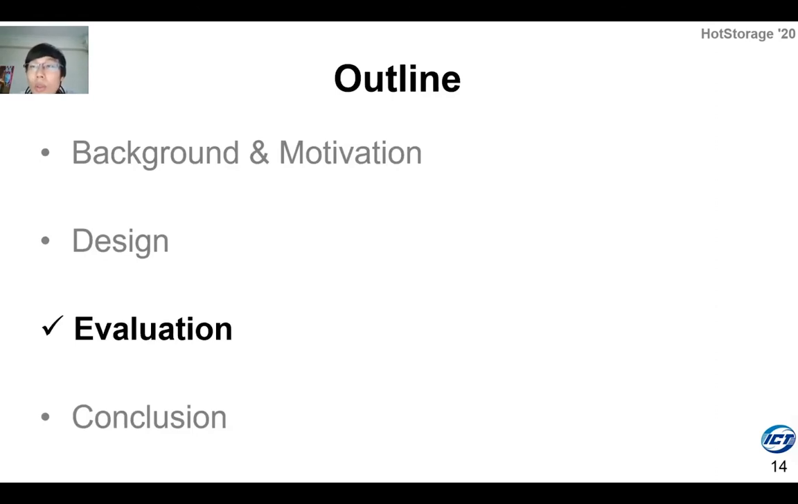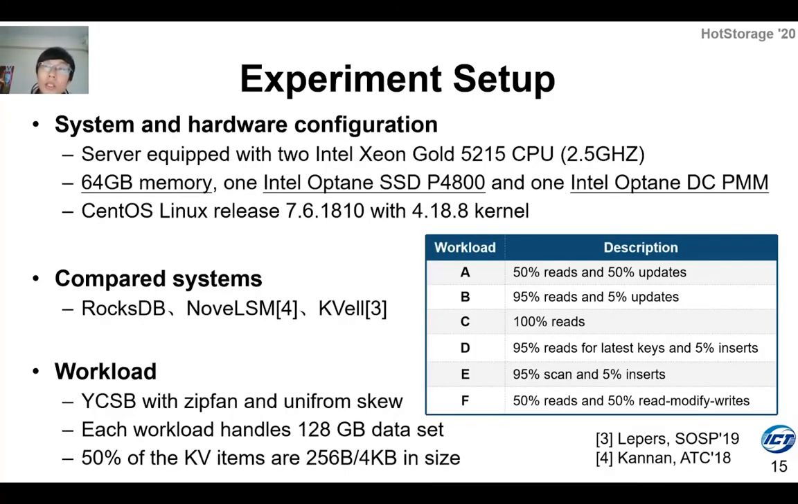So now I will present the evaluation results for SplitKV. This is our experimental environment. We conduct all experiments on a server equipped with 16 4GB memory, 1 Intel Optane SSD, and 1 Intel Optane DC persistent memory. We compare SplitKV against RocksDB, KVell, and NoveLSM. We use the 6 default workloads in YCSB for evaluation. The description of each workload is shown in the table.